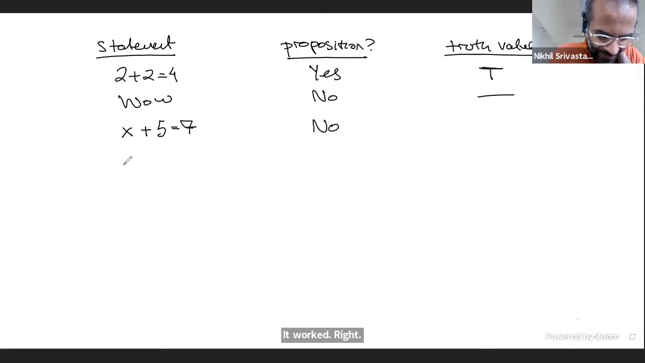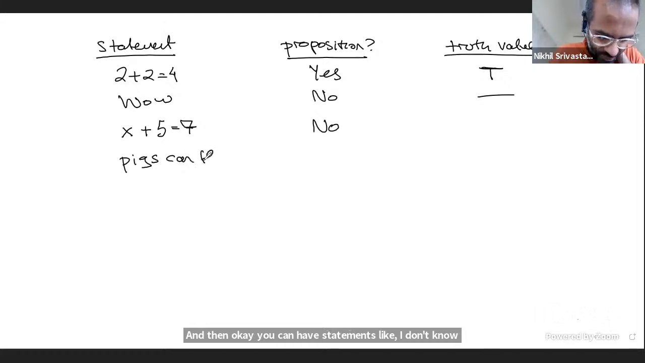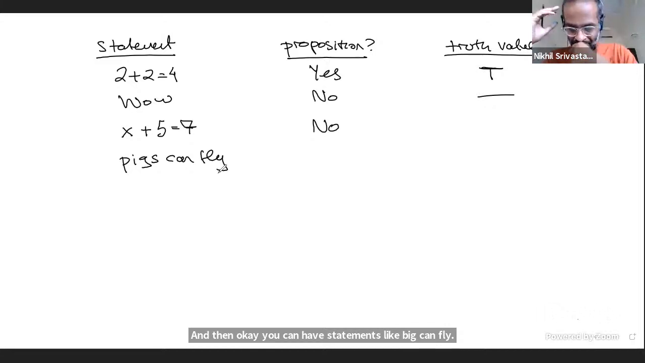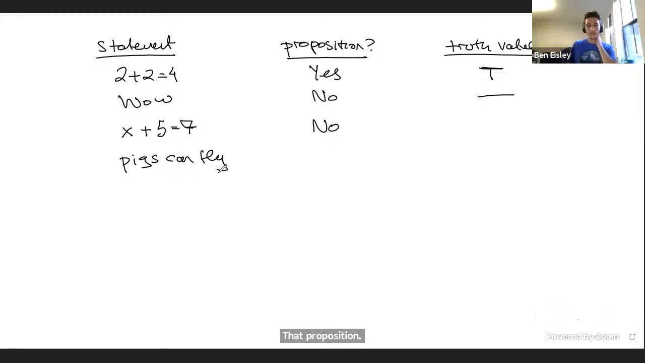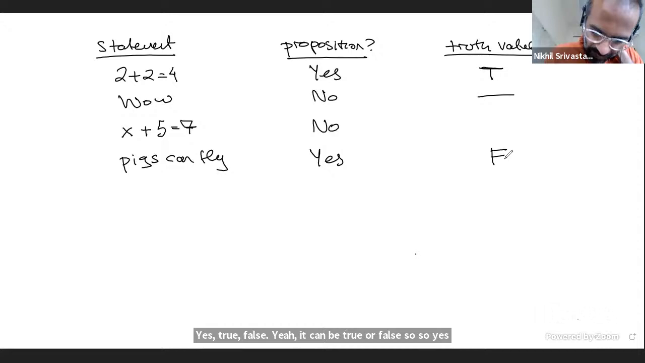And then you can have statements like, pigs can fly. Is that a proposition? Yes, because it could be true or false. Yes, it can be true or false. So yes, it's a proposition, but this happens to be false.